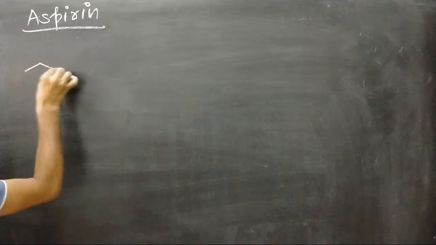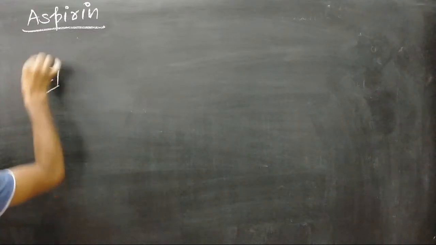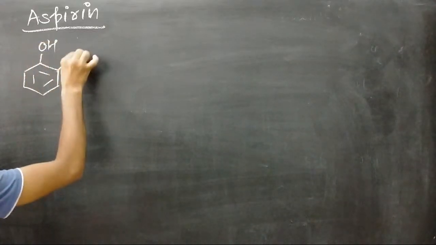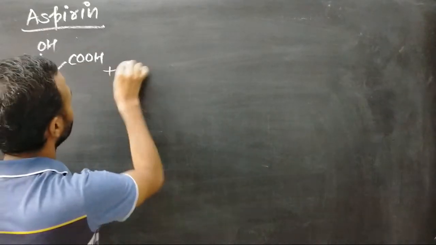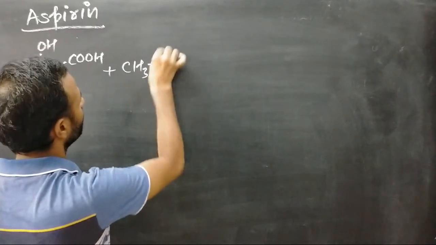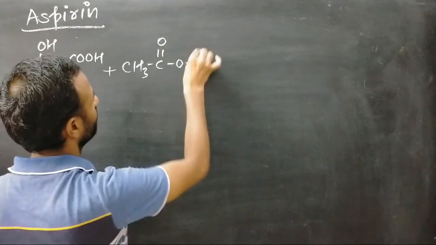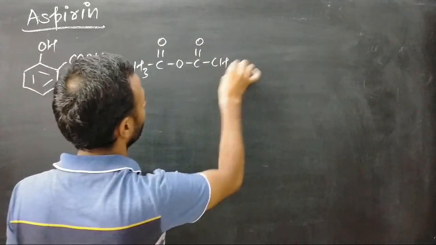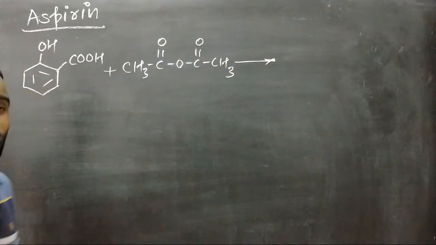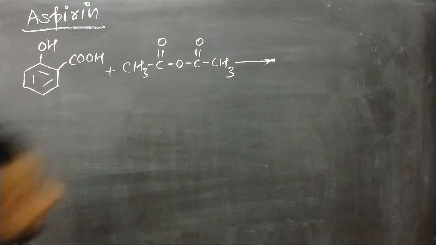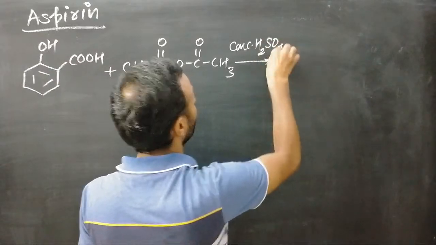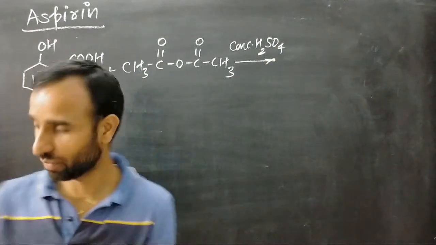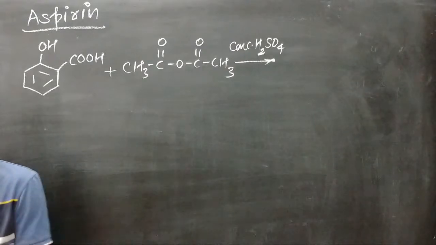So salicylic acid, when treated with acetic anhydride, tell me which type of reaction takes place in the presence of concentrated H2SO4. What is the name of this reaction? First tell me. What is the name of this reaction?